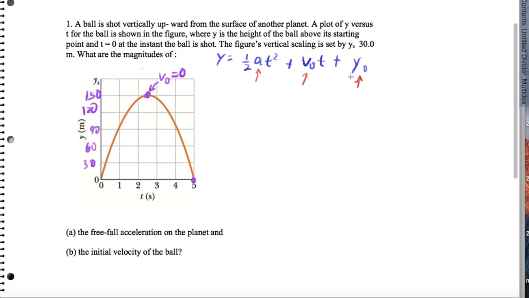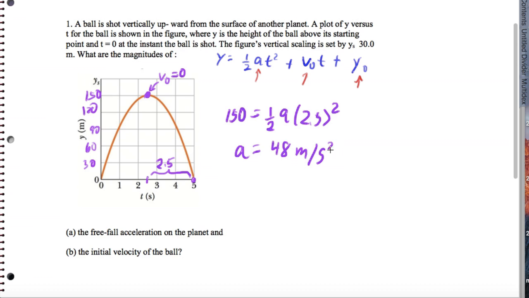So here's what Sarah said. Why don't we just try to solve it that way? She said 150 equals 1/2 times a, and since we set this as our initial position and setup, the time from here to here is 2.5 seconds. When we solve for a, we get 48 meters per second squared for the acceleration, which I thought was an awesome way of doing it. So that is the Sarah Hong approach.